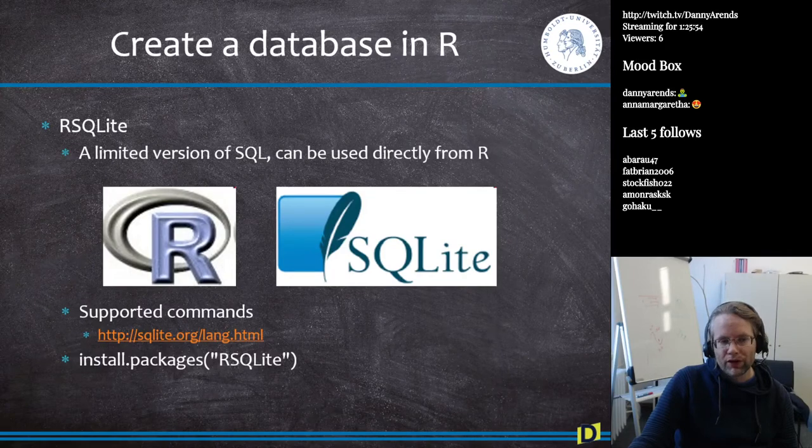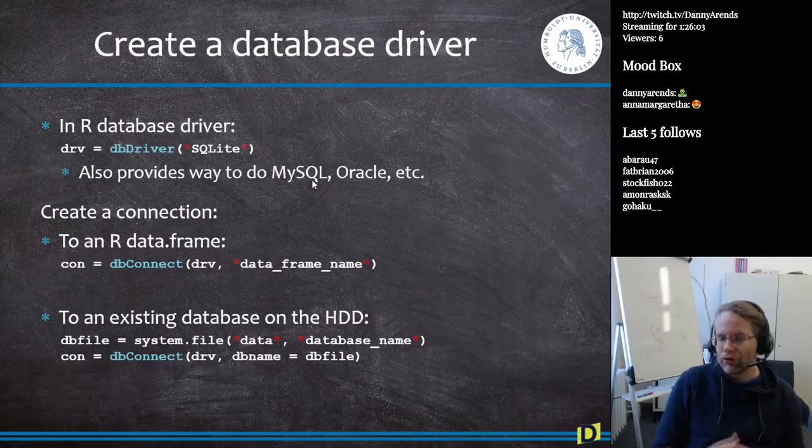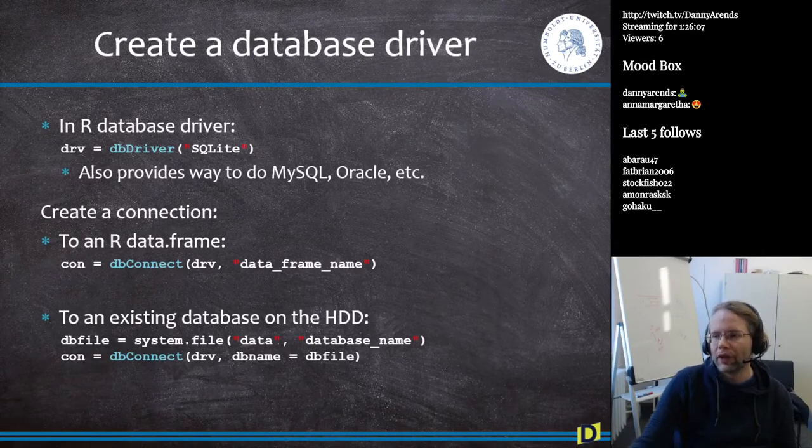You can install it by just using the install.packages function, and then just say RSQLite, and this will install it into R for you. The way that this works is you just have to create a database driver. So in R, you can issue the following command saying, make a driver, use SQLite as my database driver. And you can also connect to other databases. It's not just for SQLite, because instead of writing SQLite, you can also write MySQL or Oracle or PostgreSQL. So you can use this database connector to connect not just to SQLite, but also to all kinds of other databases.